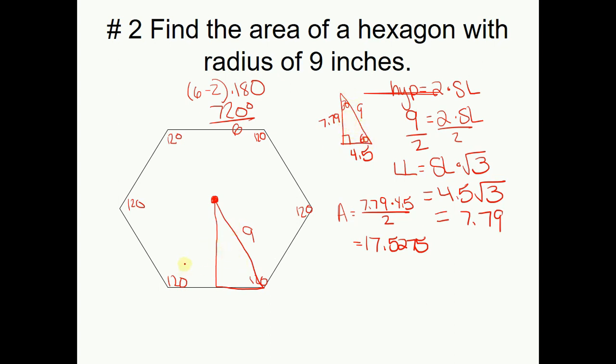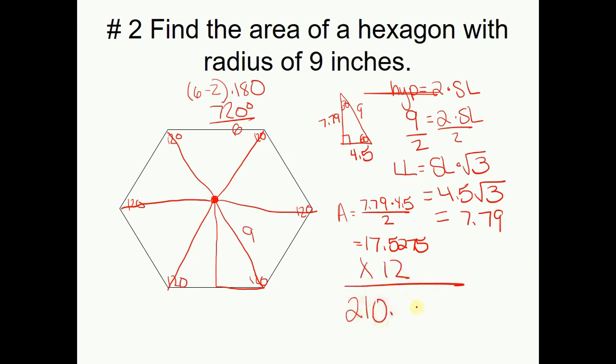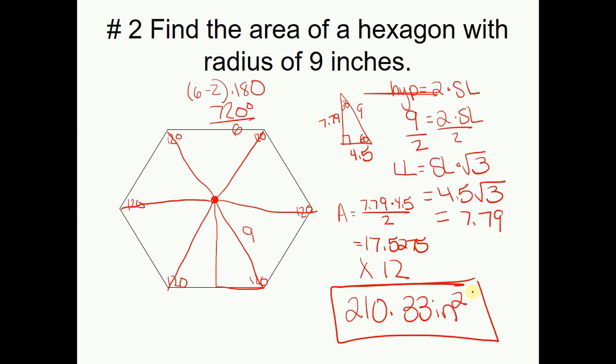Well, it would be 2 for each big triangle, so I count 2, 4, 6, 8, 10, 12. So I'm going to multiply this by 12 for each of my triangles, and I will get 210.33 inches squared for the area of my hexagon.